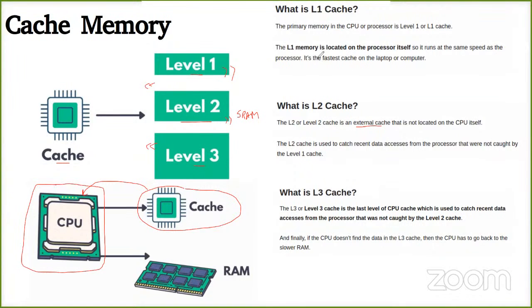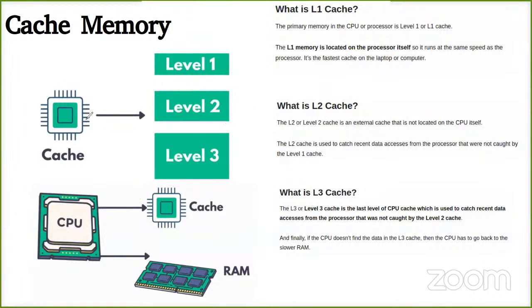So L1 cache is closest to the processor. After that you have L2 cache. If the CPU does not find data in L1, then it looks at L2. If it is not in L2, it will look at L3. If it is not there in L1, L2, L3, then it will go to the RAM. If RAM also does not have the data, then it goes to the hard disk. If you are taking data from the hard disk, it takes more time than it would take from L1, L2, L3 caches.